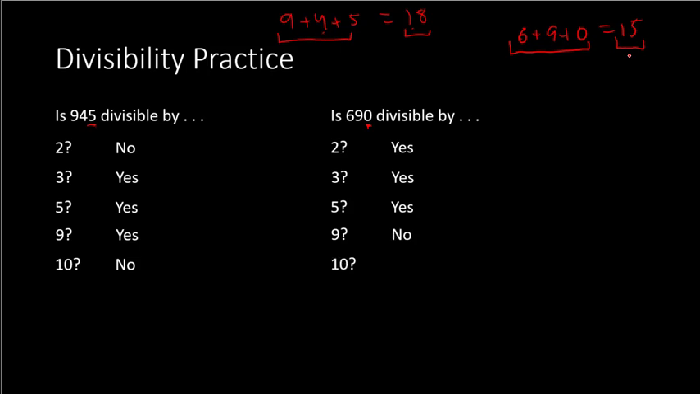Now can we divide by 10? And the answer is yes, we can, because the last digit is a 0, which is the rule for dividing by 10.